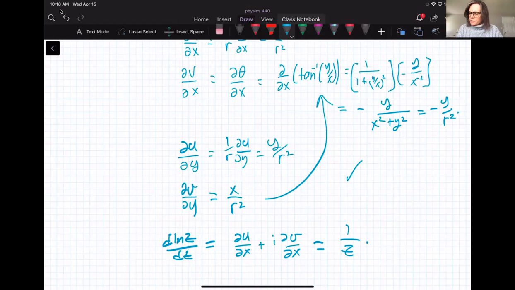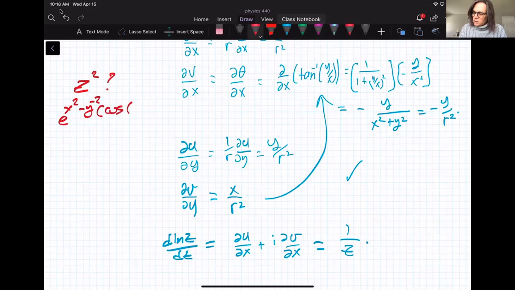And there are other cases that you can try at home. You can ask, is z squared analytic? And if so, what's its derivative? You can get more interesting cases, I think you have in your homework: e to the minus y squared times cosine of 2xy plus i sine 2xy. Is that analytic? And if it's analytic, what's its derivative? Okay.